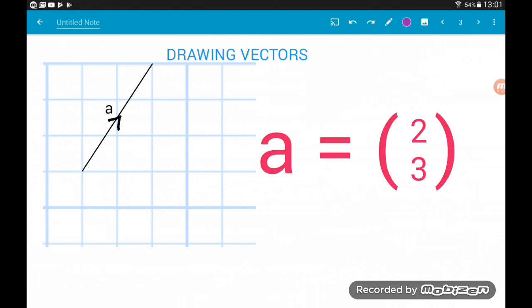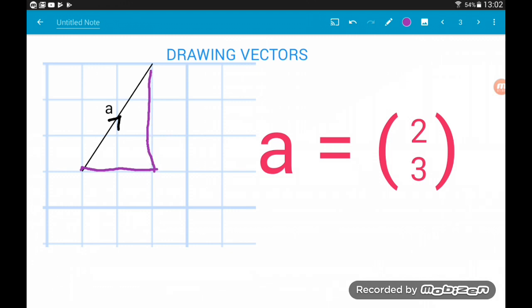So here we have the vector a equals (2, 3). We've already got it drawn here on the grid. Why is that our vector? Well, the vector (2, 3) is telling us from any point to go 2 to the right, because our x vector is positive 2, and then 3 up, like that.